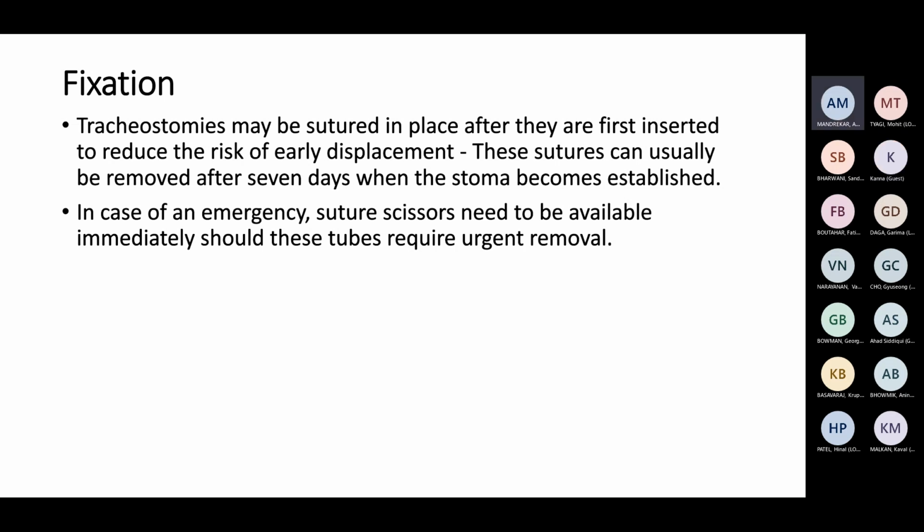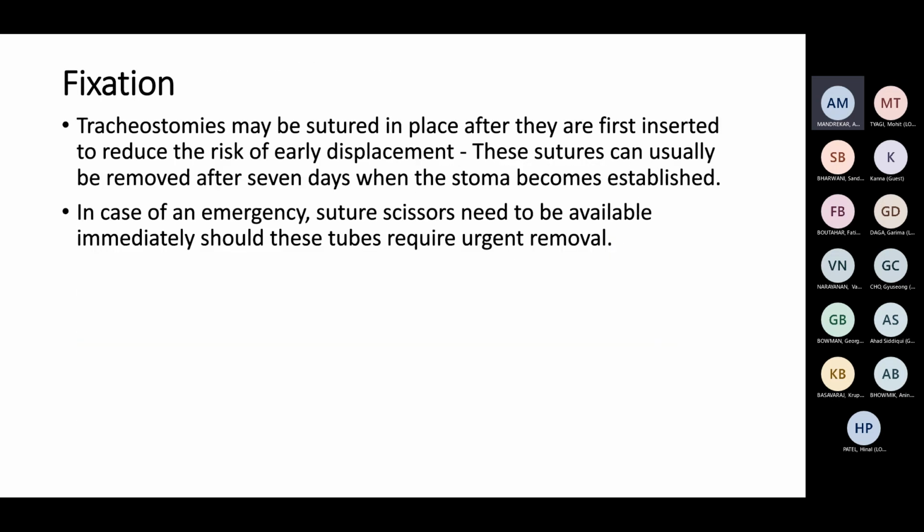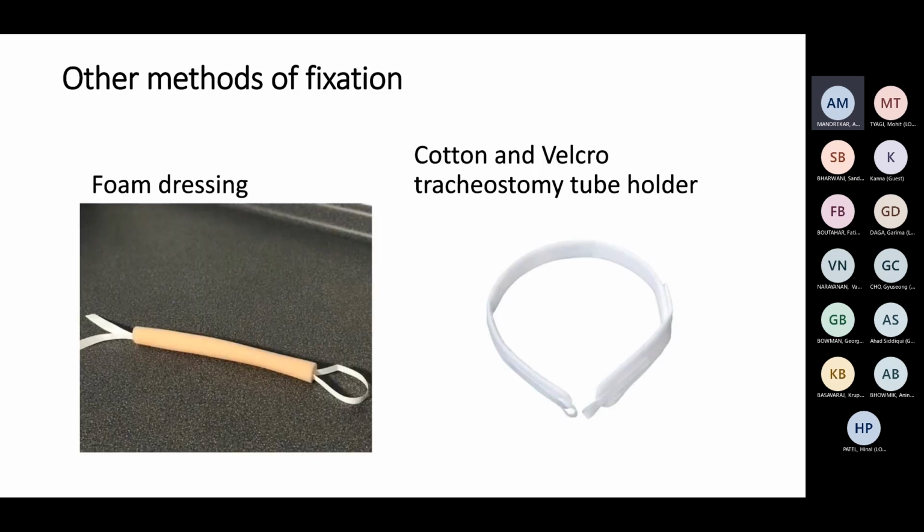So when we fixate the tracheostomy tube, we use things like neckties and sutures. Once the patient has the tracheostomy tube, the sutures have to be removed 7 days after the procedure, unless there is an emergency where you need a suture scissor available to remove the tracheostomy tube. So these are the ties that they use to stabilize the tracheostomy tube.